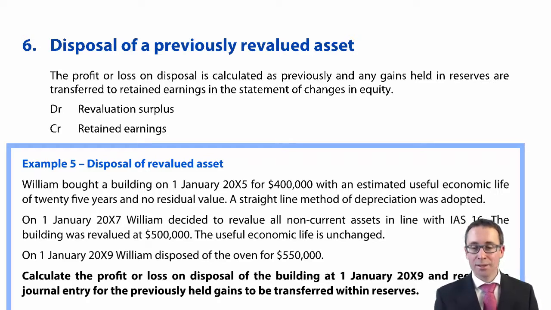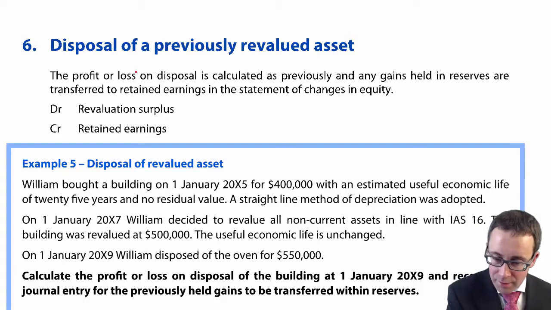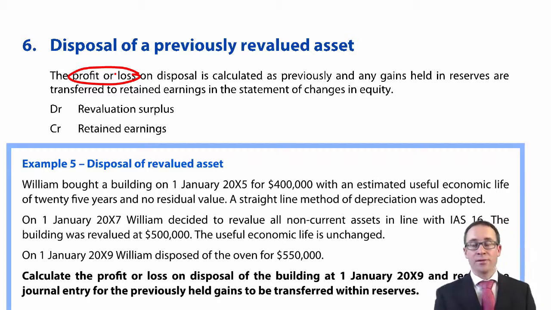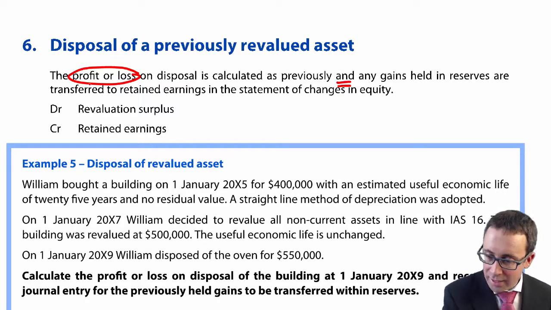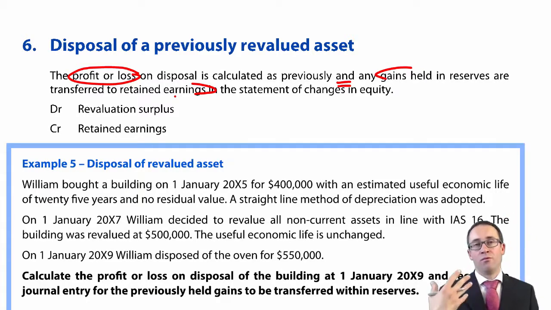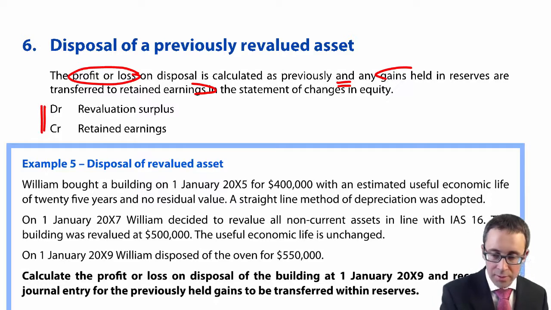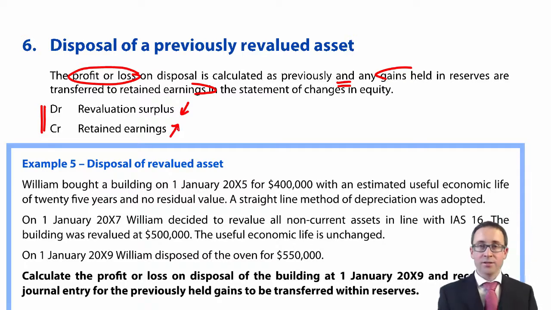There's nothing to it, ladies and gents. Okay. What you go through and do there is that you get a profit or loss on disposal as calculated previously. So you just take your proceeds and compare it to the carrying value at the date of disposal. And what you have there is that any gains held in reserves are transferred to retained earnings. Okay. So again, you have that reserve transfer. So again, you are debiting the revaluation surplus, crediting your retained earnings. Okay. With whatever is left.